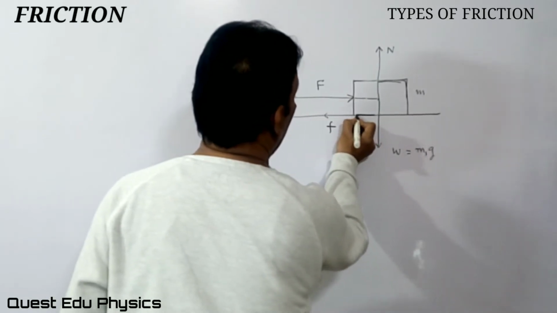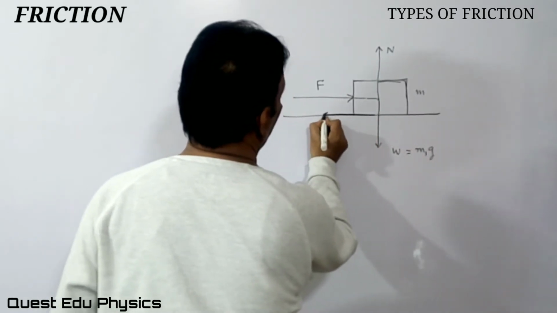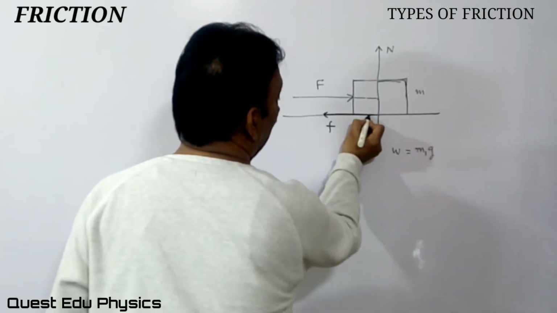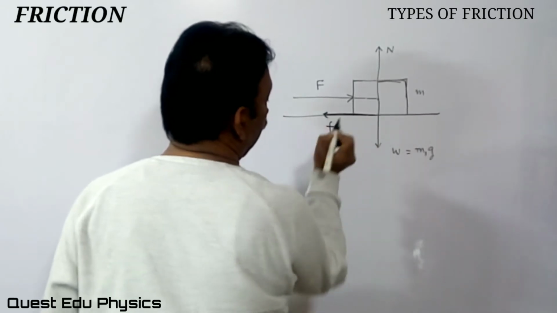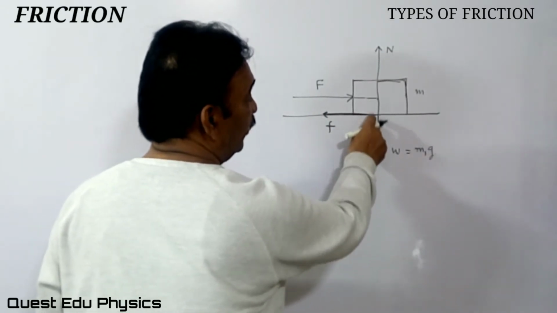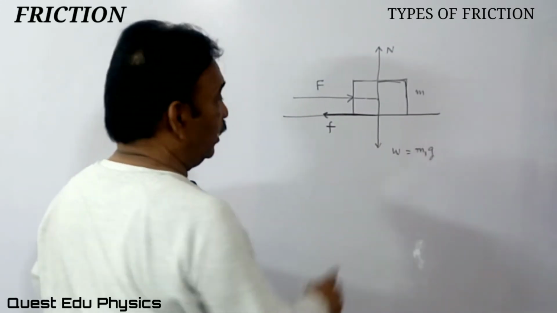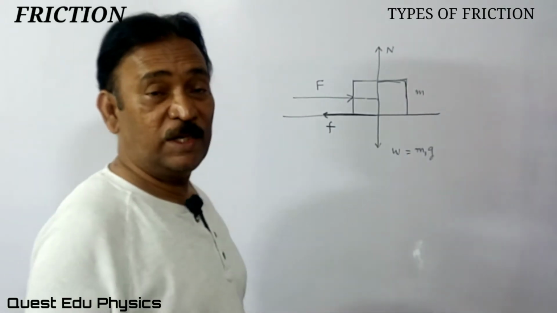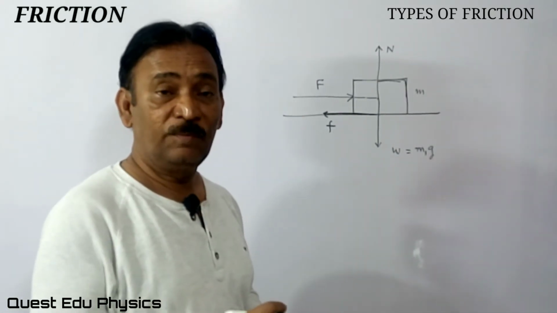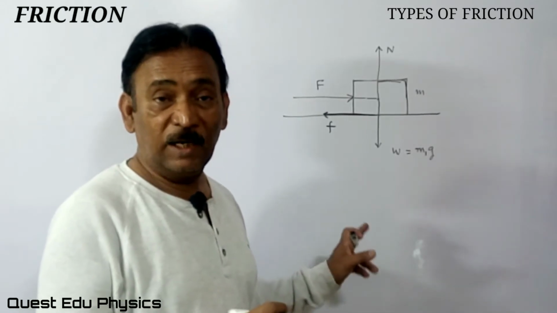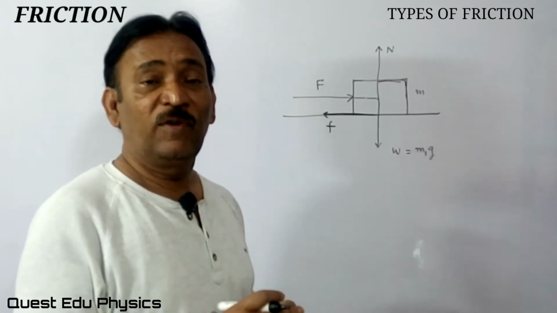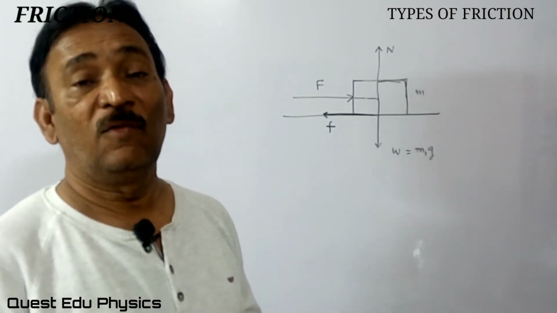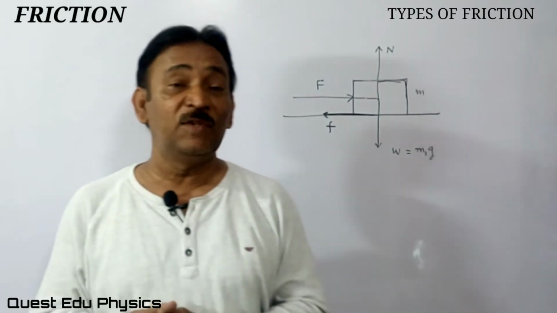Frictional force always acts along the direction of the surfaces. That means the bodies are in contact, and it works along the line where the surfaces are in contact with each other. That's why it is a contact force, and it is also stated to be an electromagnetic force. The frictional force is an electromagnetic force. Actually, frictional force develops due to the irregularity of the surfaces.